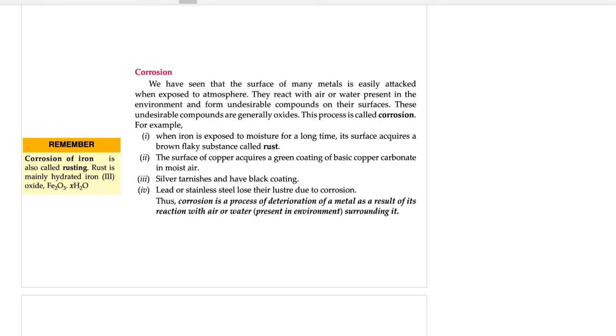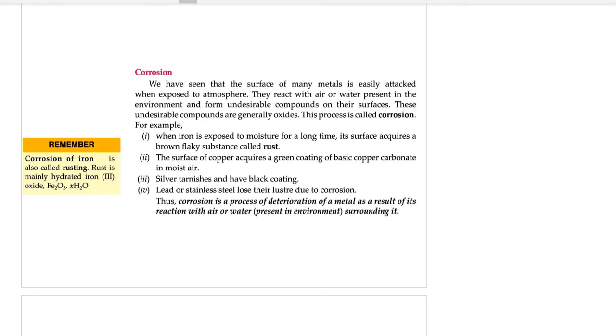Silver tarnishes and has a black coating. If you see silver jewelry or coins, over a period of time they become black because of hydrogen sulfide, right? So that gas reacts with silver surfaces and tarnishes it. Again, on polishing, it becomes just like new, but tarnishing is a type of corrosion which is observed in silver.